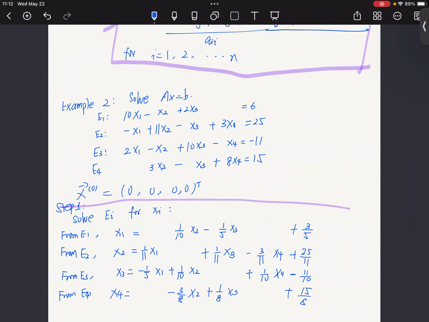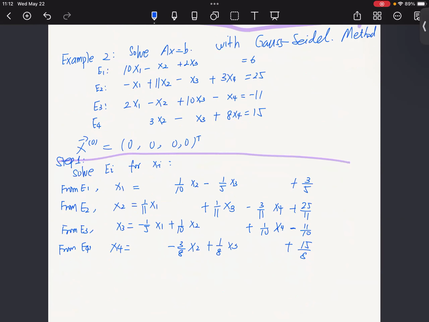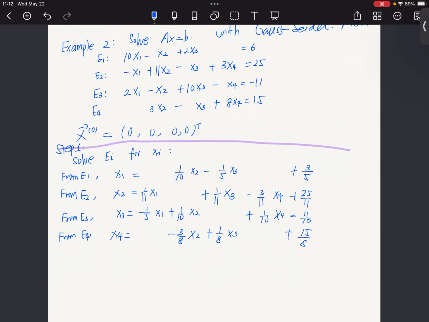And we are using the Gauss-Seidel method. What should we do here? First of all, you still need to do step 1 and then solve for the xi from the ith equation. This is the first step, and then you're doing the same thing as in the Jacobi method. We solve for the xi with the equation ci.